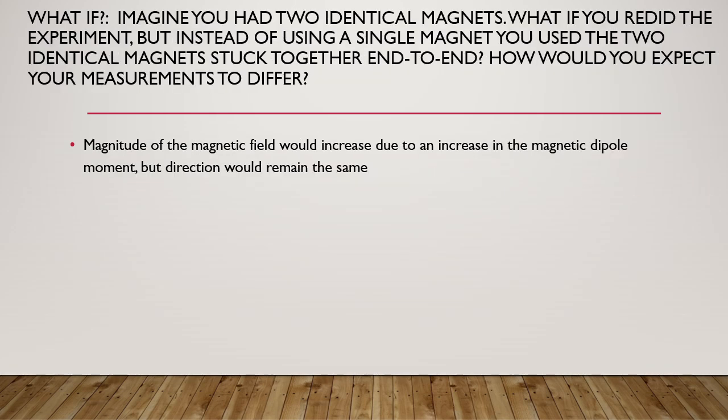Okay, and then imagine you had two identical magnets. What if you redid the experiment, but instead of using a single magnet, you used two identical magnets stuck together end to end? How do you expect your measurements to differ? Well, essentially, if you use two identical magnets stuck together, they become one big magnet, right? So the magnitude of the magnetic field would increase due to an increase in the magnetic dipole moment, but the direction would remain the same.